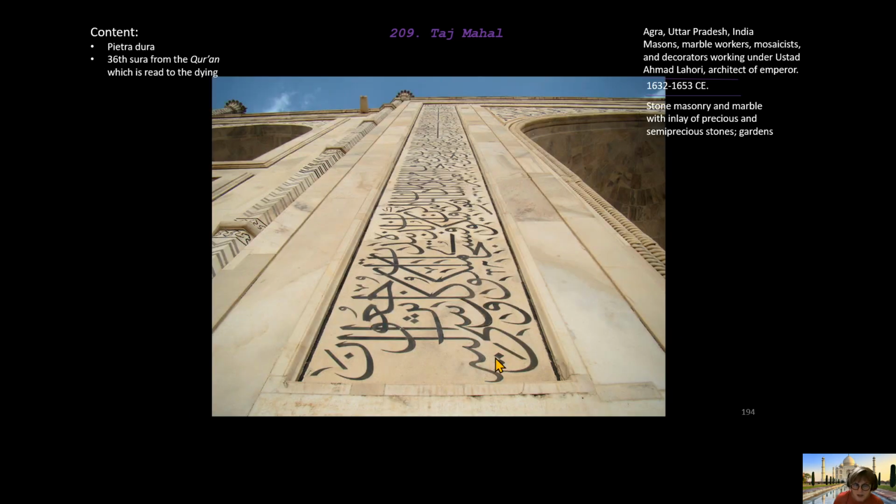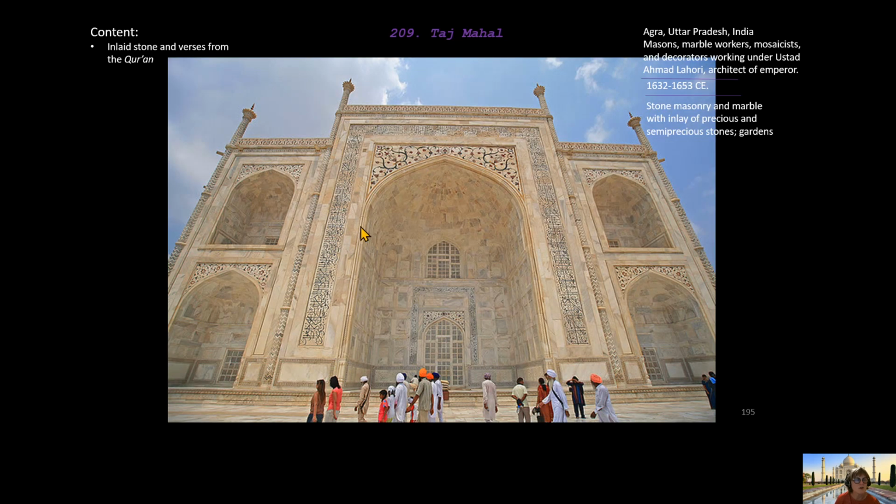And if those semi-precious and precious stones weren't enough, we have a 36th surah, or chapter of the Quran, that has been made here in marble. This is called pietra dura. It's an Italian term, and it means to carve out of marble and then place into it more marble or stone. So this is calligraphy that has been perfectly carved out and replaced with stone. That is amazing. And here's the front showing us a lot of that inlaid stone and verses.